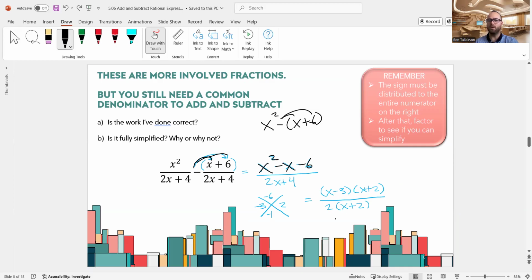So we write out our factors, and now my question is, is this answer fully simplified, and why or why not? Well, we have common factors, don't we? So it wasn't fully simplified, but now it is. Will there be domain restrictions here? No, there is no x in the denominator, so no domain restrictions.